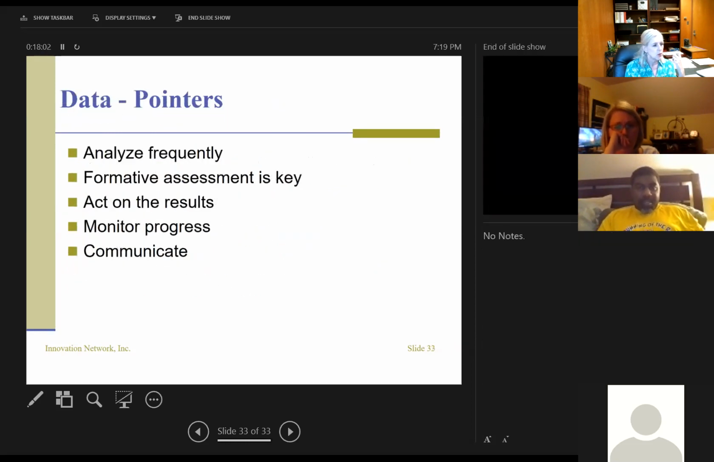Okay? So what do you do with all this data? Make sure, and you've heard this from me before, to analyze frequently. I'm a firm believer in an exit ticket and a daily quick formative assessment. That's pretty important. Formative assessment is our best and most powerful data.